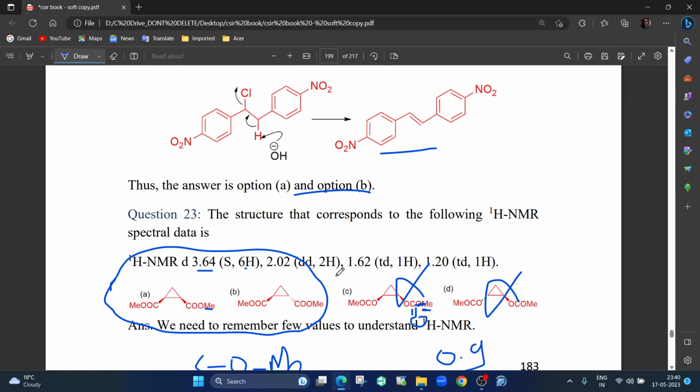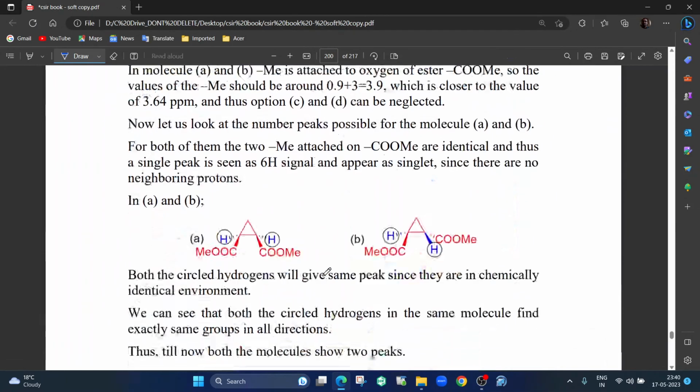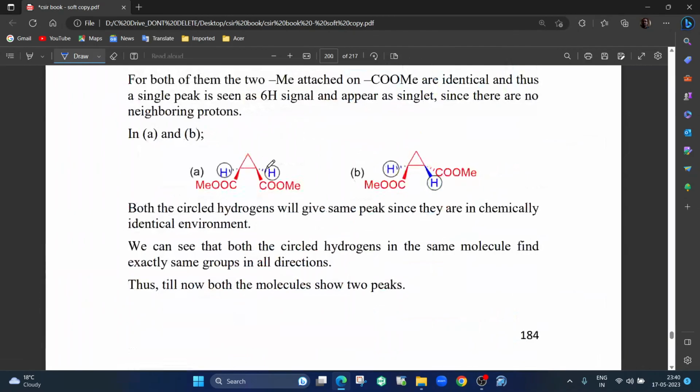So this is the value in which both of them will fit, and it's too close, we cannot find out which of them is having 2.02, and they will be a double doublet. Why will they be a double doublet? Because this is attached to this hydrogen, it is next to the carbon containing hydrogen, so it will be a doublet, and this will be again split, so that should be a double triplet, right?